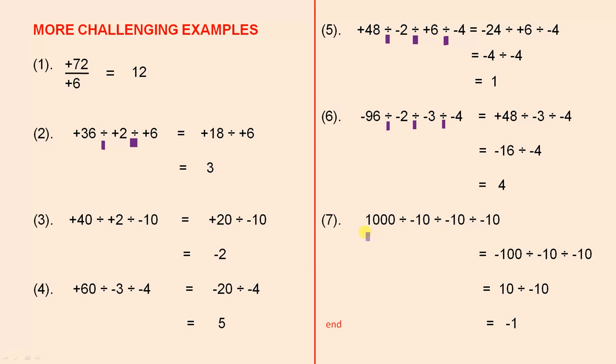And finally, this one here, 1000 divided by minus 10 is minus 100. Minus 100 divided by minus 10 is 10, because minus divided by minus is plus. And 10 divided by minus 10 is minus 1, because a plus divided by a minus is minus.